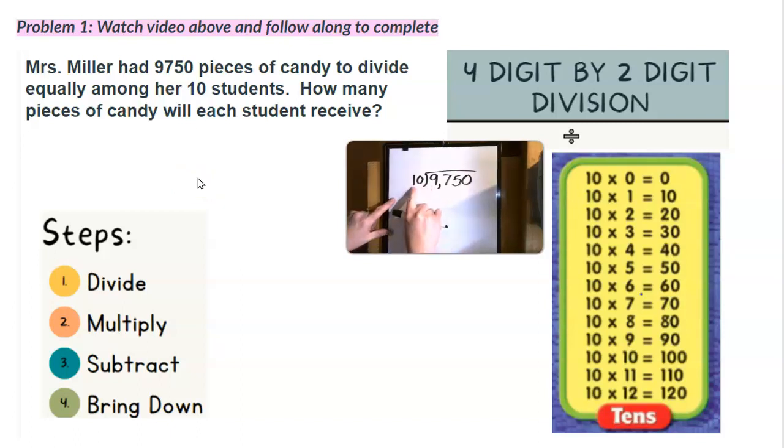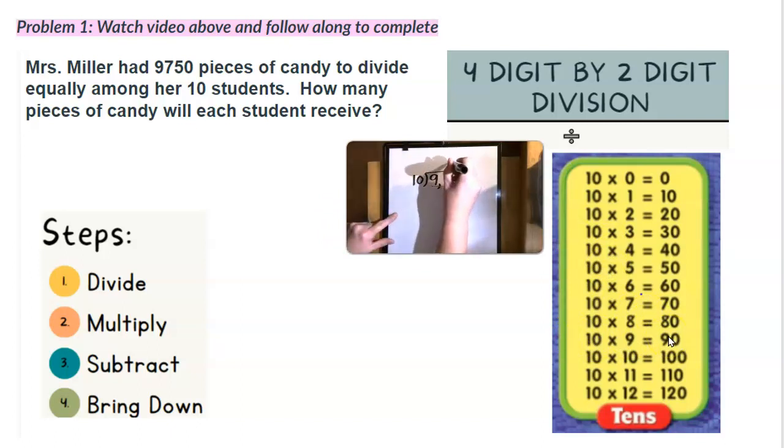Okay, can 10 go into 9? No. Can 10 go into 97? Yes. So we're looking at how many times would 10 go into the number 97? Well, I know that 9 times 10 is 90.